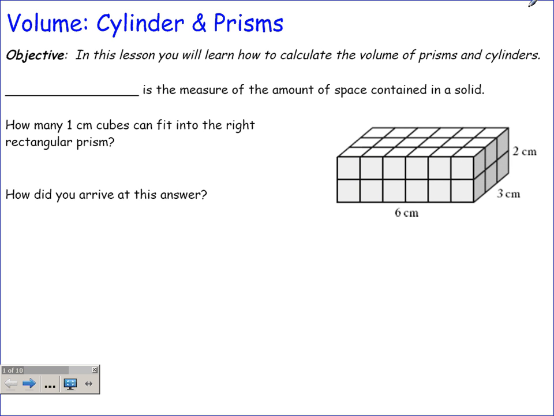What do you think goes in this blank? Blank is the measure of the amount of space contained in a solid. Oh, volume. There we go. Volume. How many 1 centimeter cubes can fit in the right rectangular prism to the right? Why don't you try to estimate this? Get your thoughts together, and I'm going to talk to Ms. Shady, and you guys are going to figure this out for a second.